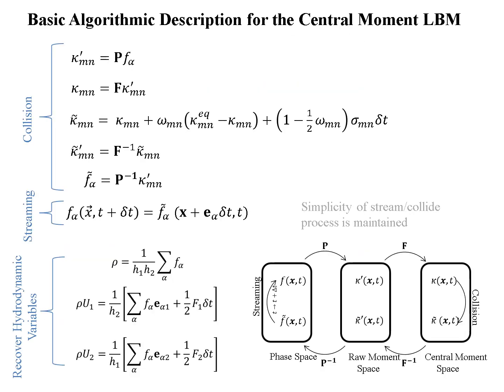Finally, using these discrete central moments, we can perform collision by first mapping distributions into raw moment space, then into central moment space, where we relax our central moments toward the defined equilibria, accounting for additional source terms and equilibria corrections. And then we map back into velocity space where streaming is performed, and finally recovering hydrodynamic variables. So the simplicity of the stream collide process is maintained in this model.